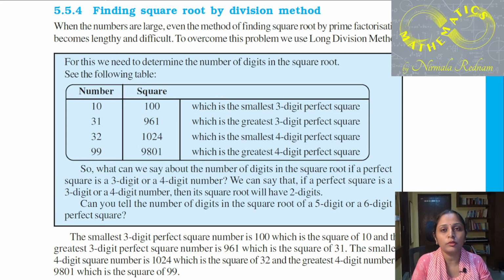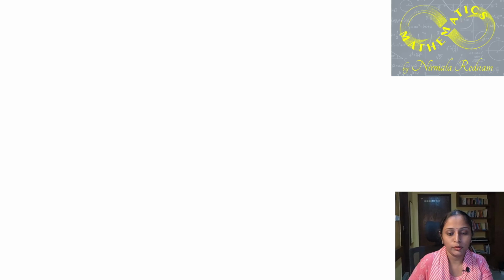Before going into the details of the long division method, I want to discuss the possible number of digits in the square root of a given square number. To do that, we are going to list down the one digit numbers and their squares. One digit numbers start with 1, 1 square is equal to 1, right? And what is the largest one digit number? 9, right? And 9 square is equal to 81.